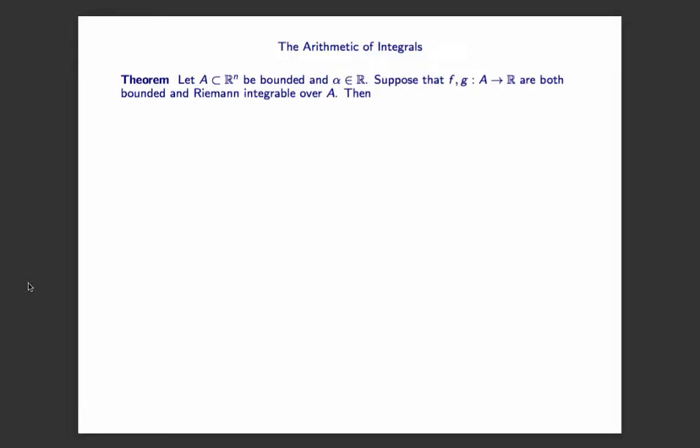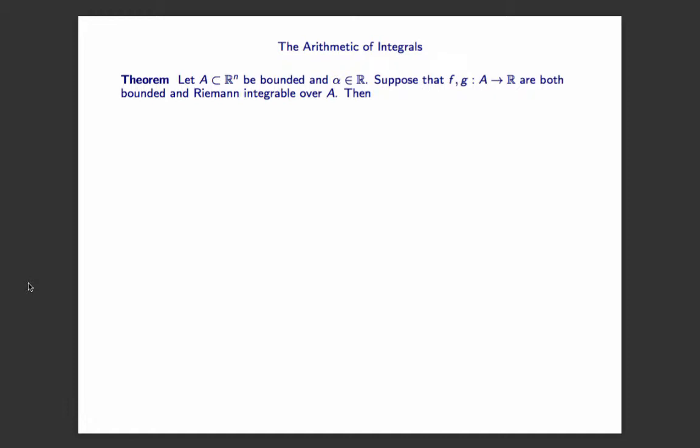Hello everyone, let's get started. Today we're going to talk about the arithmetic of integrals as well as improper integrals in multiple dimensions, and then we'll begin to discuss computation of integrals. Once we know that an integral exists, how do we actually compute it? So let's begin with the arithmetic.